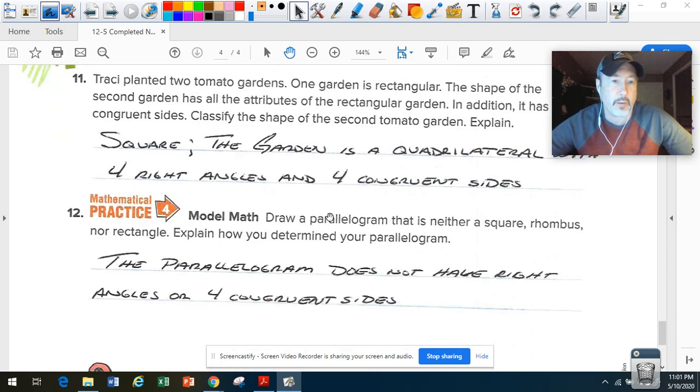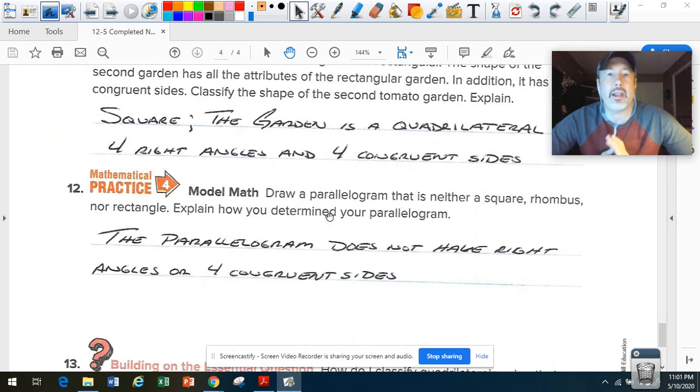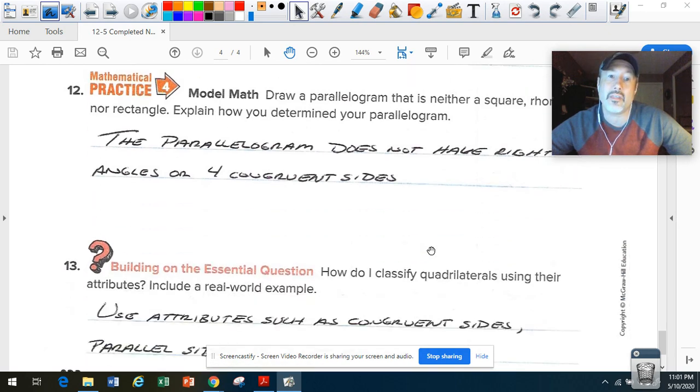Okay, let's continue. Number 12, draw a parallelogram that is neither a square, rhombus, nor rectangle. Explain how you determined your parallelogram. The parallelogram does not have right angles or 4 congruent sides. Okay, so that's how we would draw that one.